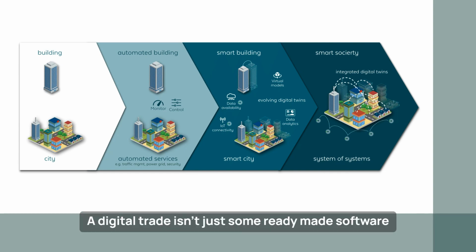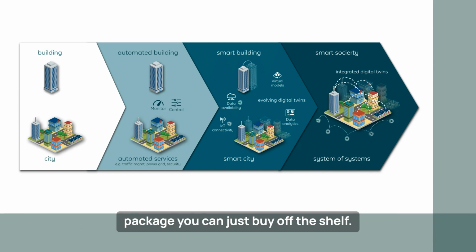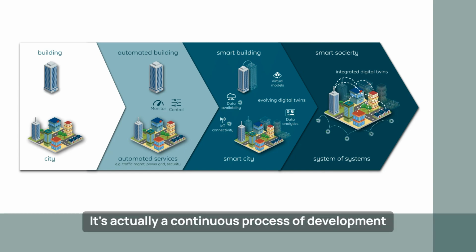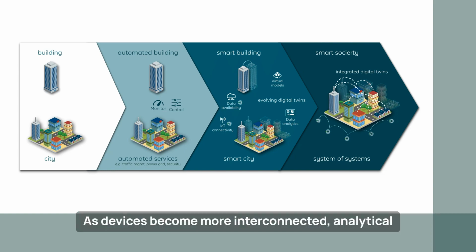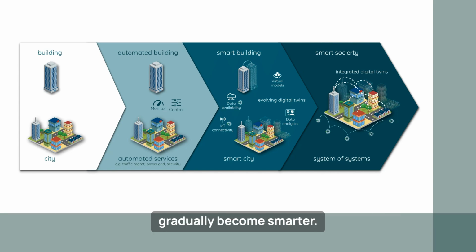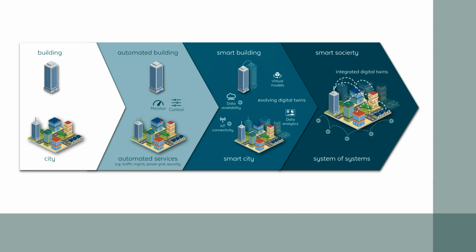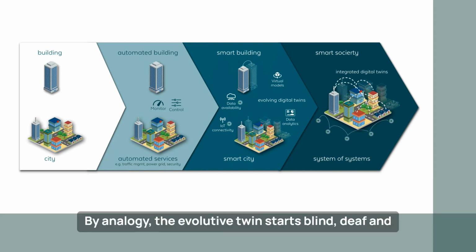A digital twin isn't just some ready-made software package you can just buy off the shelf. It's actually a continuous process of development where you keep adding systems, sensors, and data to the twin. As devices become more interconnected, analytical systems improve, and we discover new ways of integrating digital services, buildings and cities can gradually become smarter.